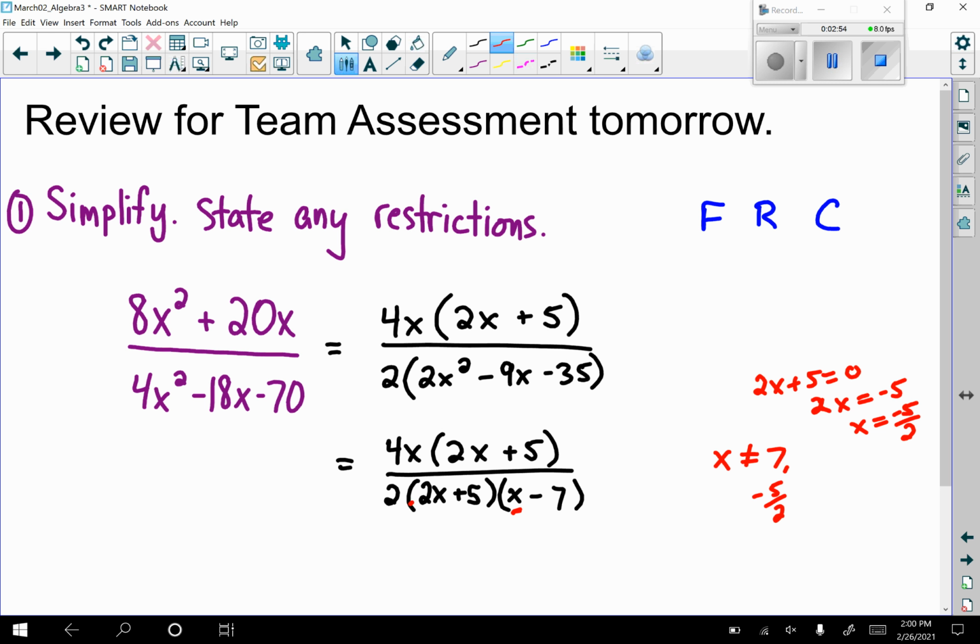Now I can cross out the 2x plus 5's. Those are the only binomials they have in common. Monomials, 2 and 4. So the 4 will become a 2. So what's left? I have a 2x in the numerator and an x minus 7 in the denominator.